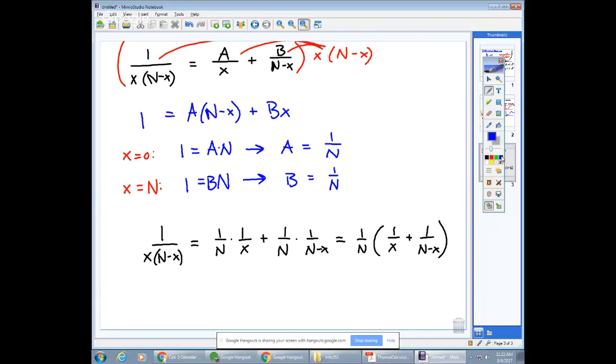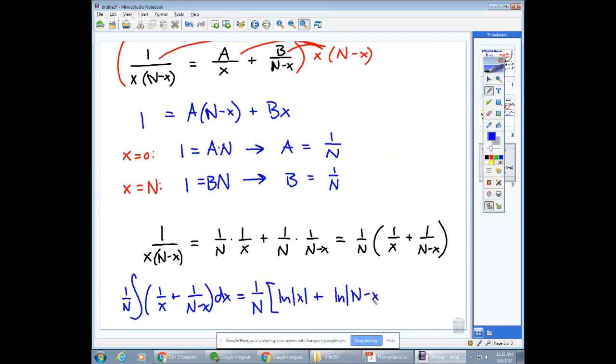So integrating that thing right there, I'm going to pull the 1 over N out. So I have 1 over x plus 1 over N minus x dx. I get the 1 over N hanging out, and then natural log of the absolute value of x. And then what happens next? Plus natural log of the absolute value of N minus x.